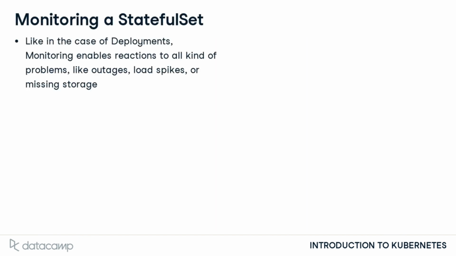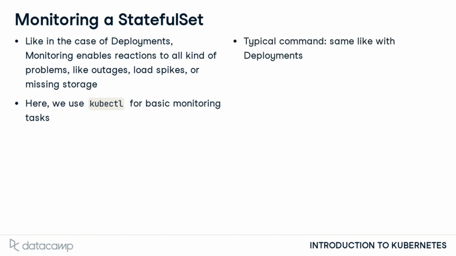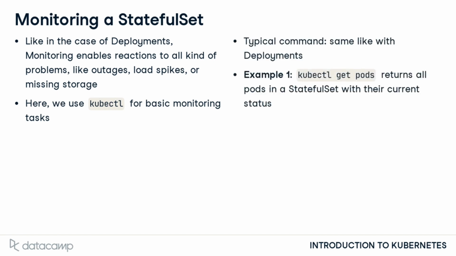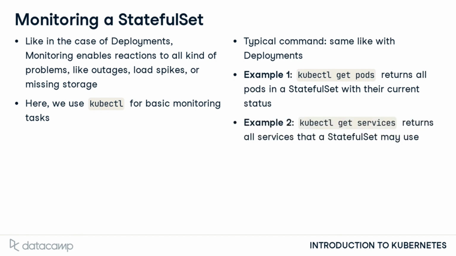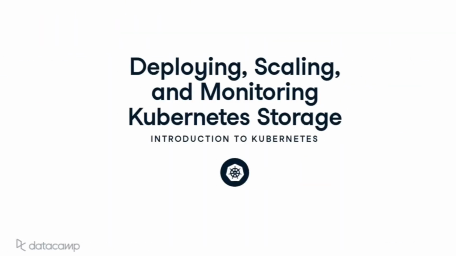For monitoring, we have the same workflows like before with deployments. Monitoring lets us react to problems like outages, load spikes, or missing storage. Again, we will use the command kubectl for basic monitoring tasks. Commands are the same as with deployments. For example, we can use kubectl get pods to get all the pods in a stateful set with their current status, or we can use kubectl get services to get all the services that a stateful set may use.